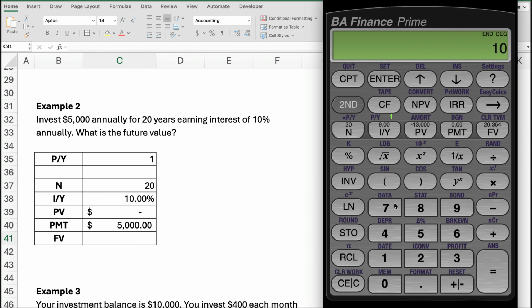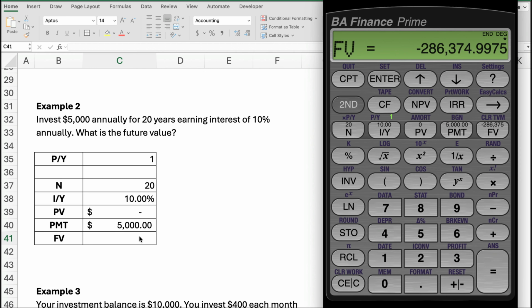10% is the interest rate, 0 is the present value, 5,000 is the payment. Now what we're saying is we're going to put in $5,000 each year for 20 years. That's 5,000 times 20, that's $100,000, right? So compute the future value.